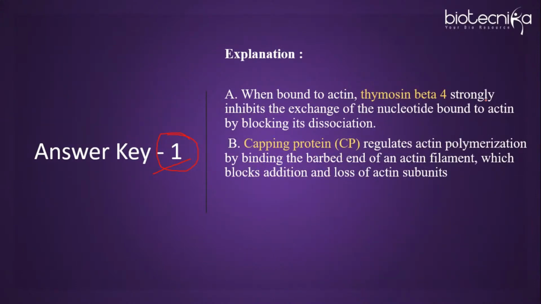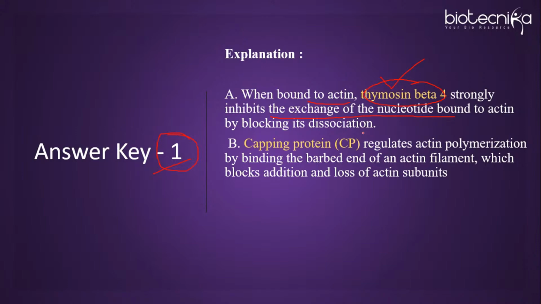See, first one is when they are bound to actin, we have got thymosin beta 4. So they will strongly inhibit the exchange of nucleotide binding. If you remember, when there is an actin polymerization, we also see actin treadmilling. So there will be a continuous exchange of nucleotides taking place. We have got ATP bound form, ADP bound form. So that exchange is being blocked by thymosin beta 4.